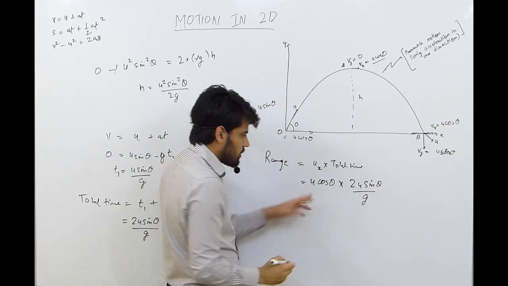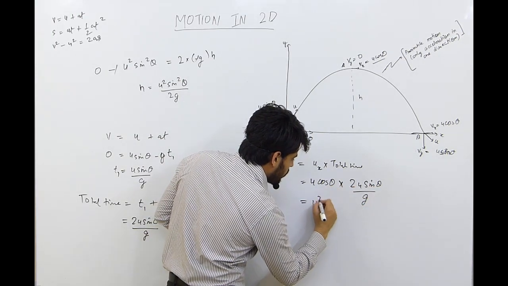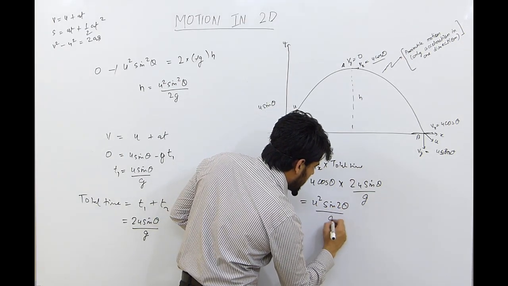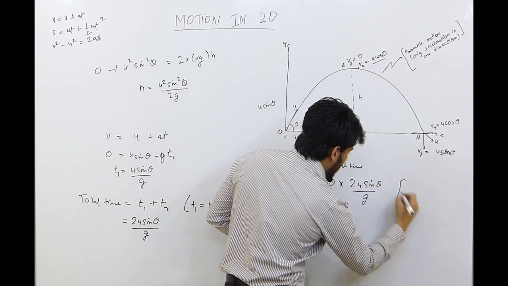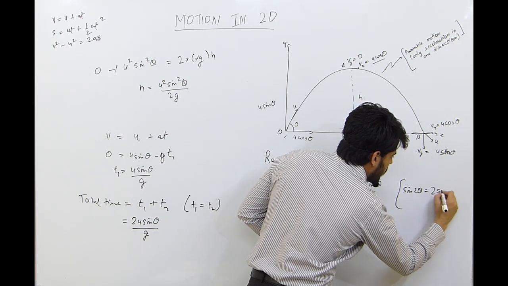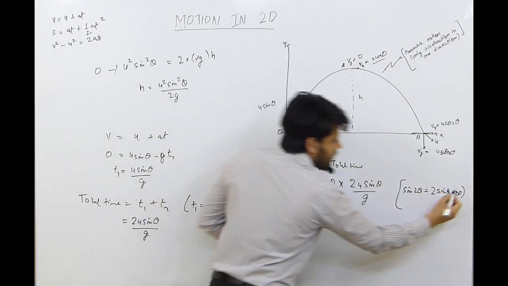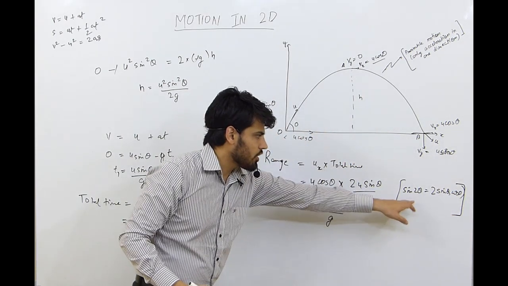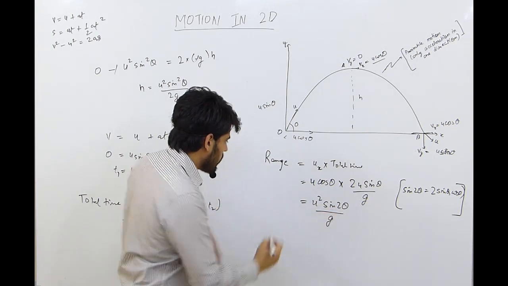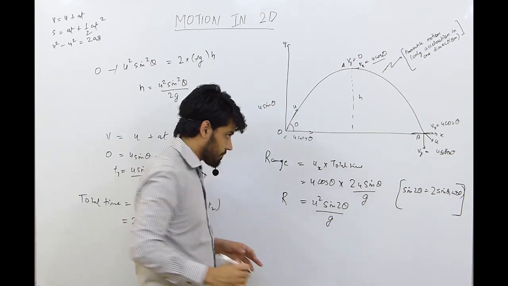Now you can use the formula 2 sin theta cos theta, it will become u square sine 2 theta by G. I'll write using the equation sine 2 theta is equal to 2 sine theta cos theta. Using this equation we will resolve 2 sine theta cos theta into sine 2 theta. So R is counted as this. This is the range.